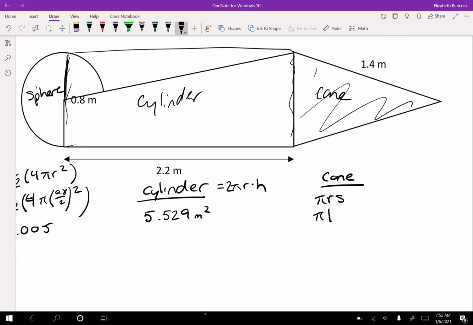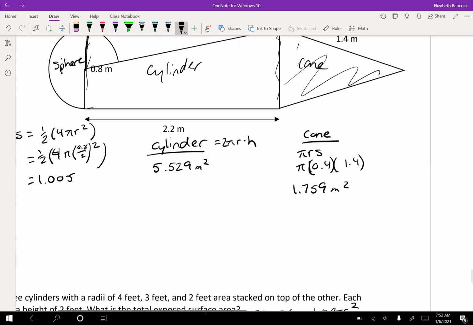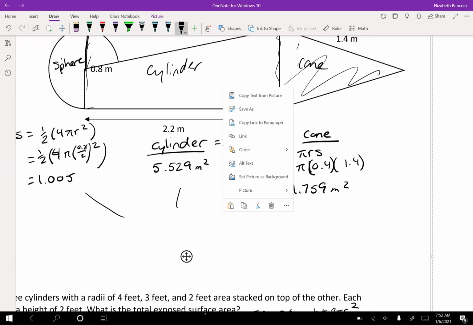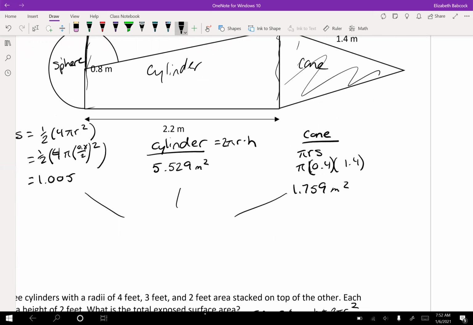So pi times 0.4 times 1.4 gives 1.759 meters squared. Okay, then you need to add these three together, and you get a total of 8.293 meters squared.